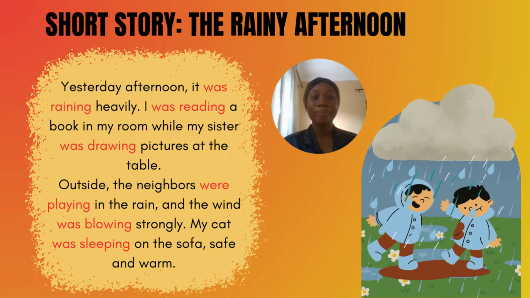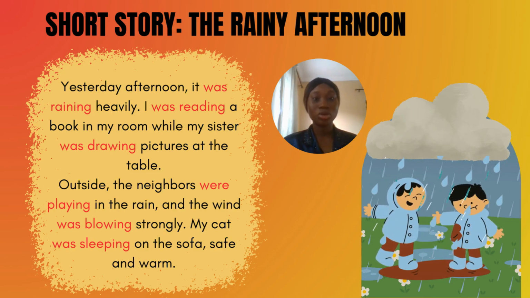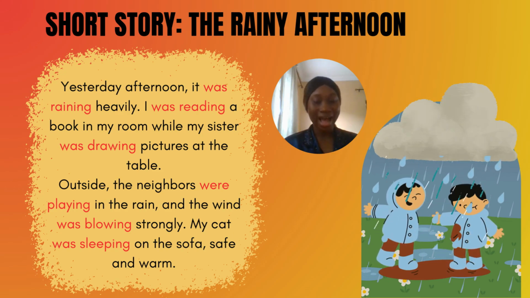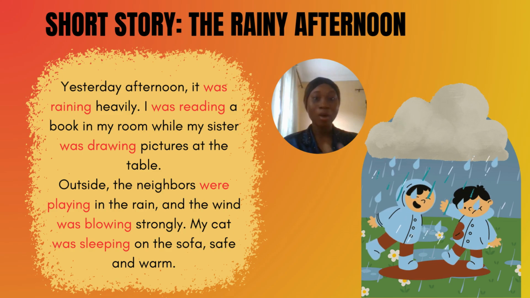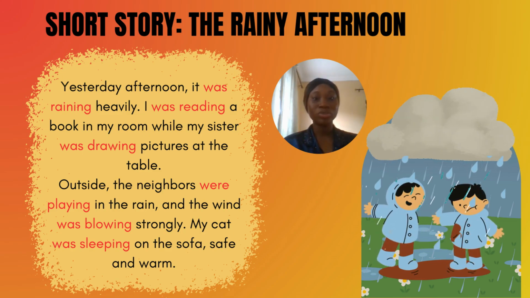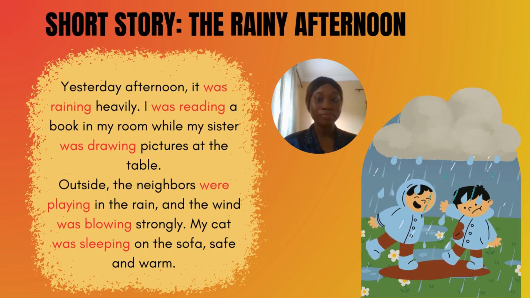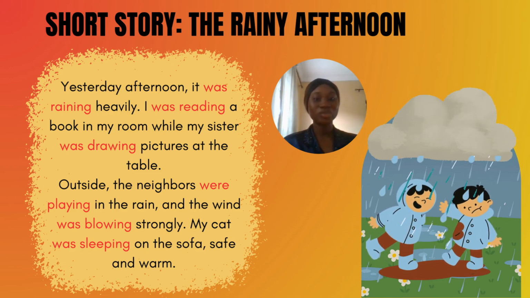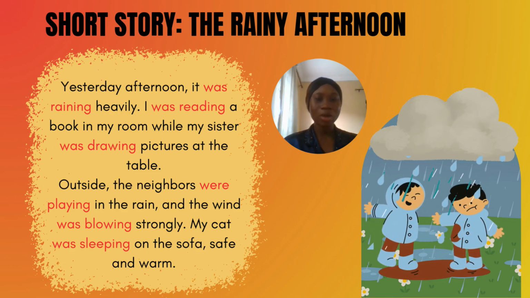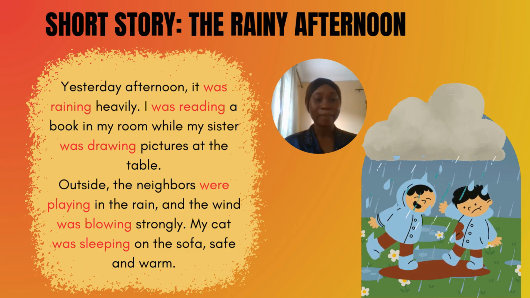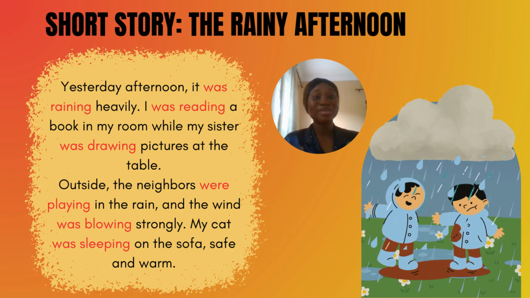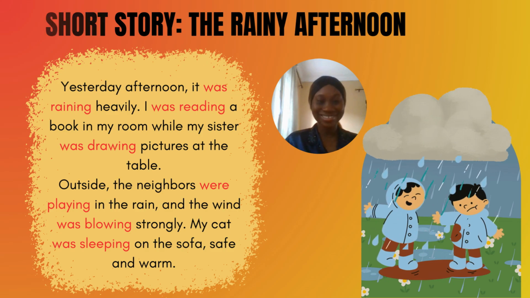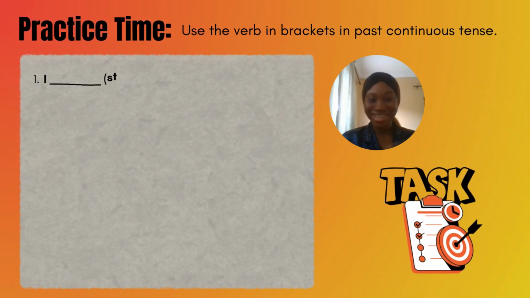So we can see our past continuous tense. All of these things show what was happening at a specific time, and the specific time is yesterday afternoon. These things were happening while it was raining heavily. I was reading a book. My sister was drawing a picture. Neighbors were outside playing in the rain. The wind was blowing strongly. My cat was sleeping on the sofa. So I want to believe that we can differentiate between past tense and past continuous tense, and also that we can still identify present tense and present continuous tense.